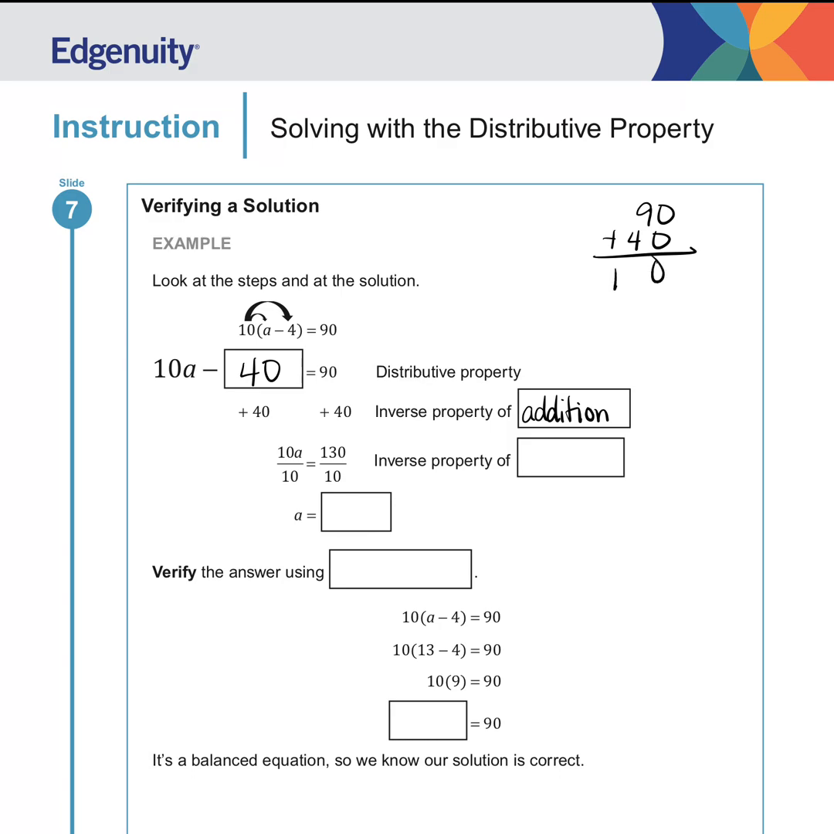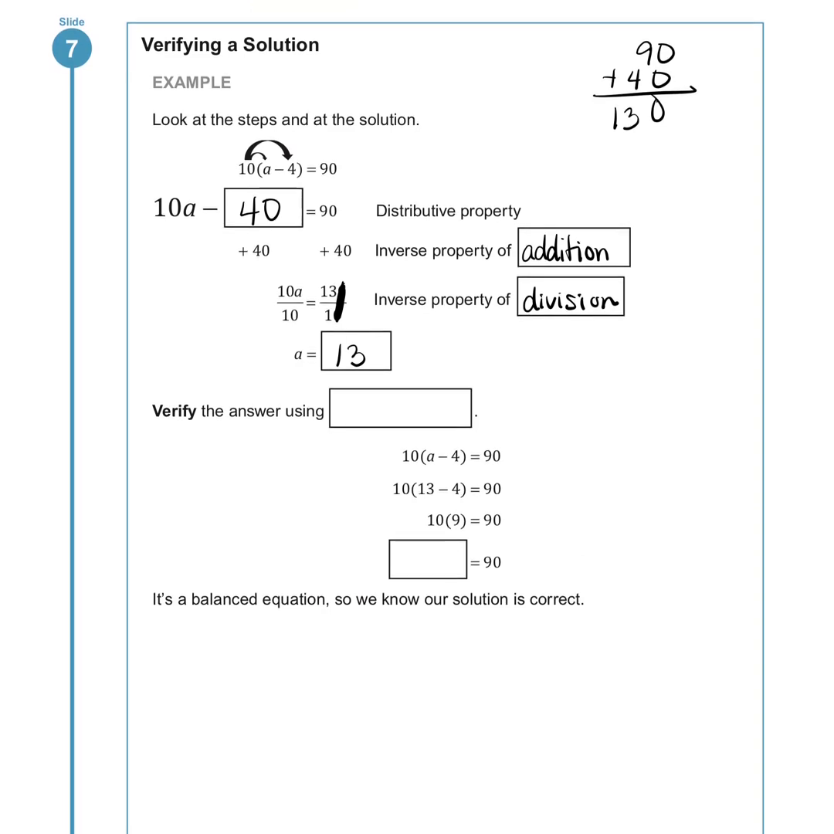9 plus 4 is 13, so 130, right? Now I use the inverse property of division and divide both sides by 10. Remember the trick that I told you: when you divide by 10, if this number has a 0 on top, get rid of those zeros. That gives me 13 over 1, or just 13, right? You can do it in the calculator, but when it's something as simple as that, just cancel out the zeros.